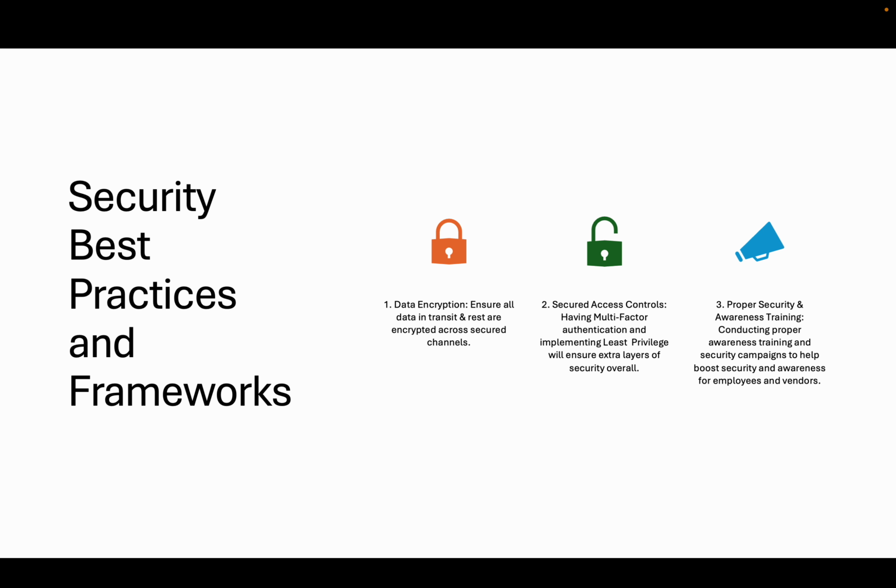So you can encrypt data while it's in transit. You can encrypt it through mail. There are a lot of ways of encryption, but encryption is very important, making sure that your data is secure across all different states, whether it's at rest, being used, or being processed. Number two is having secure access controls.